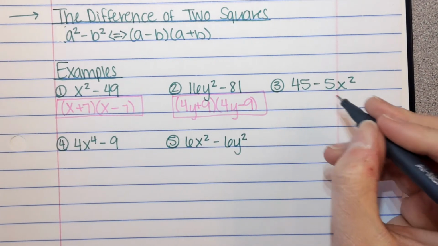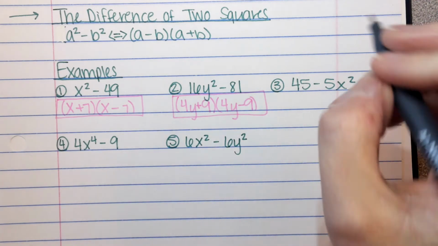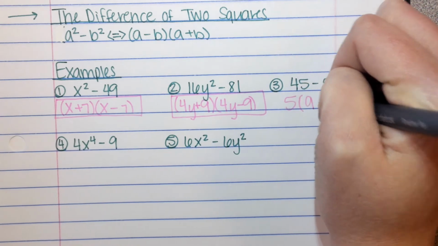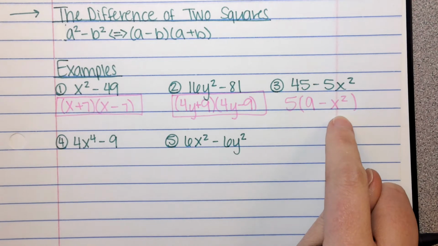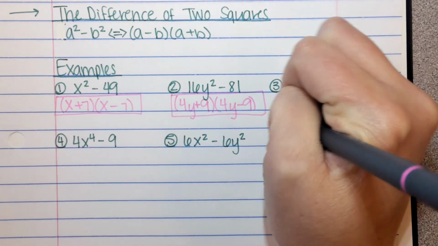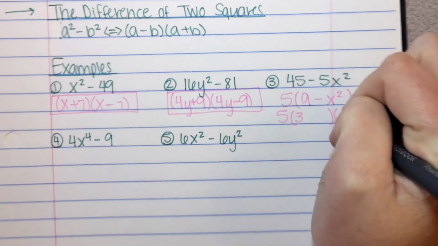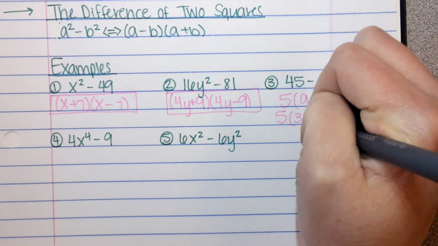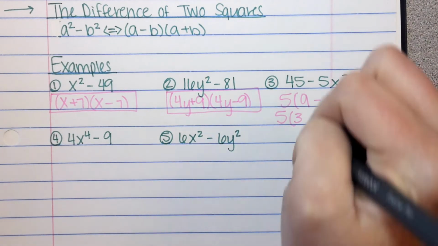Okay. Number 3, we have 45 minus 5x squared. Oh, this one has a GCF. So I'm going to pull out the 5, and that leaves me with 9 minus x squared. I know 9 is a perfect square, and so is x squared. So I'm going to bring down that 5, make my two sets of parentheses. 3 times 3 gives me 9. X times x gives me x squared. And again, I need a negative and a positive.